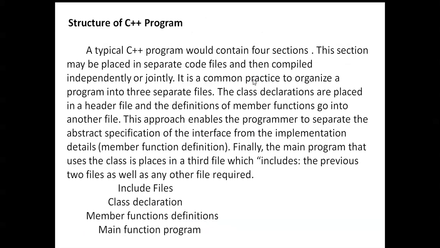Here you can see this is the basic structure. On that basic structure, mainly four sections are there: include file section, class declaration section, member function definition, and main function. In the include file section, we can give the header file iostream.h, the input output stream header file. In the class declaration section, you declare the class by using the class keyword, class space, class name.